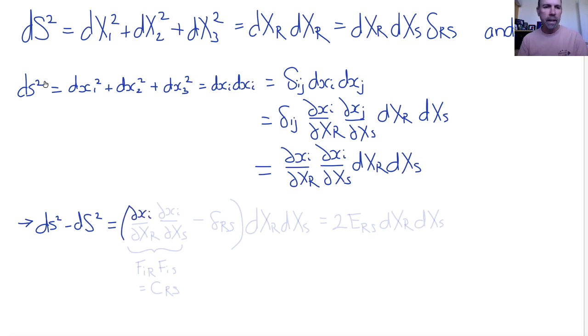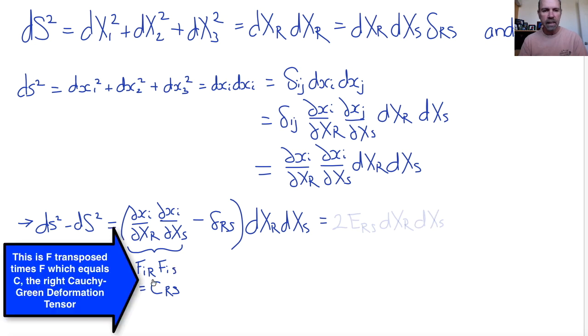Therefore, the difference now between d little s squared and d big S squared will be del xi over del Xr, del xi over del Xs minus delta rs, times d big Xr, d big Xs. Now, notice that del xi over del Xr here is F_ir, and del xi over del Xs here is F_is. In other words, this is F transpose F, which is C, the right Cauchy-Green deformation tensor. So this term here is C_rs, and C_rs minus delta rs is 2 times E_rs, the Lagrangian finite strain tensor.